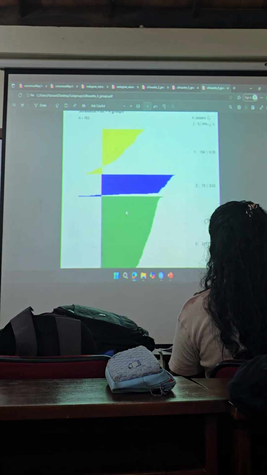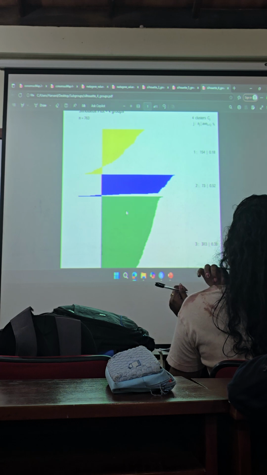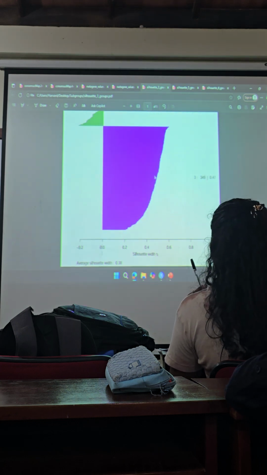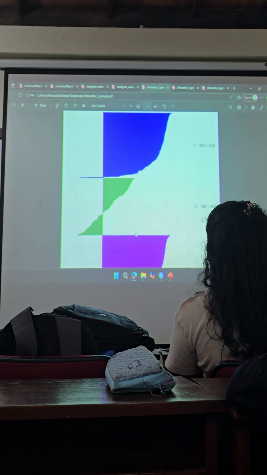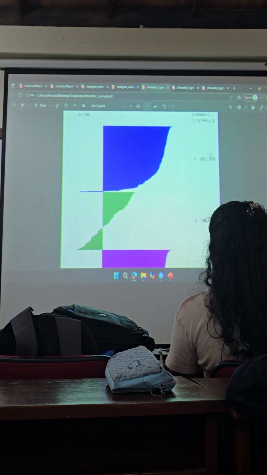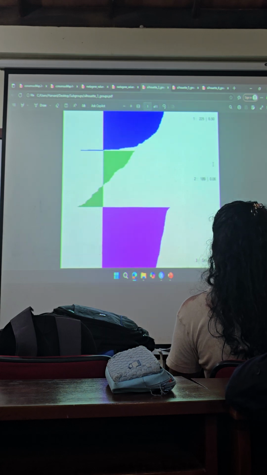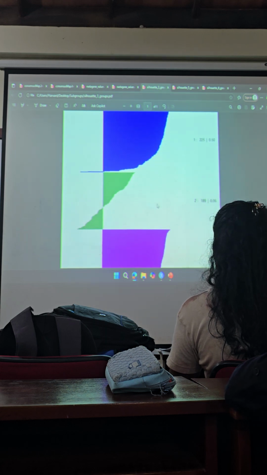Okay, you can see that some are on the negative side, but then you have to compare with the other silhouette plots as well. So for 3, the average silhouette width is 0.38, and you check the silhouette widths for the groups as well. Okay. So here it's around 0.06. We're not looking too good.